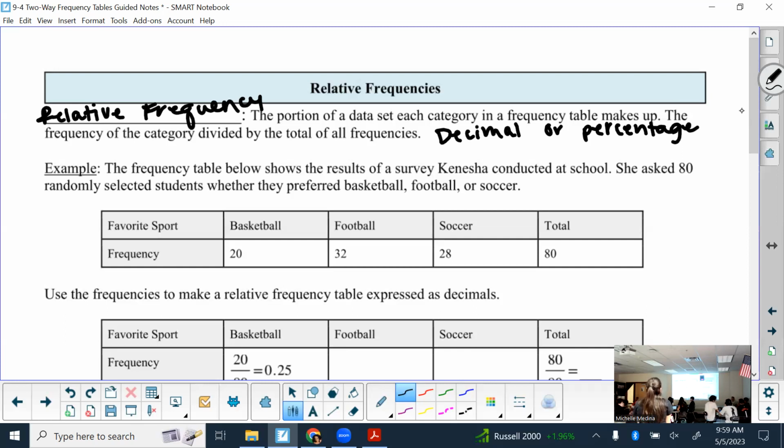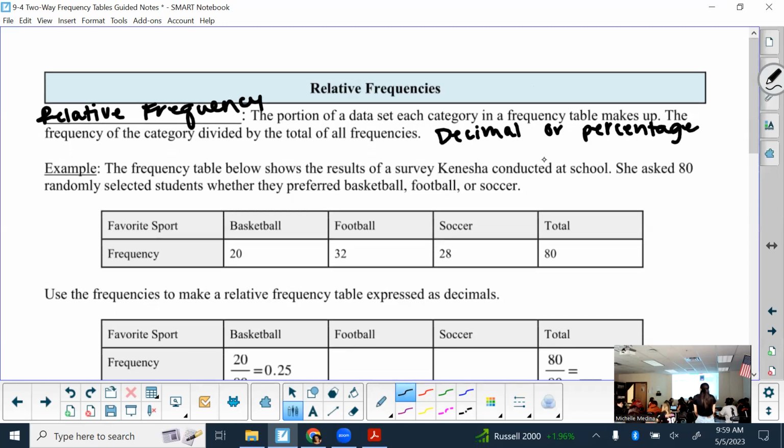All right, so relative frequencies would be a portion of the data set each category in a frequency table makes up. There's a few different kinds. We'll briefly talk about those. But when you hear that phrase, you should automatically be thinking decimal or percent.